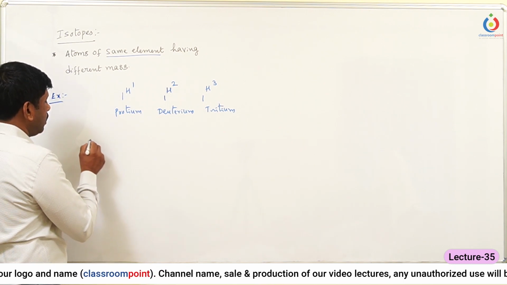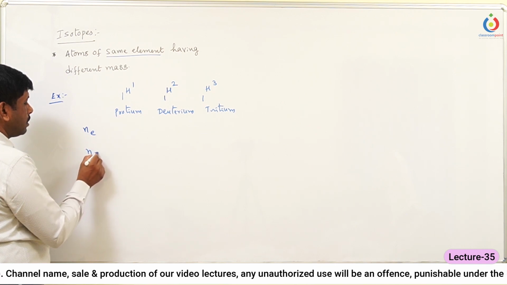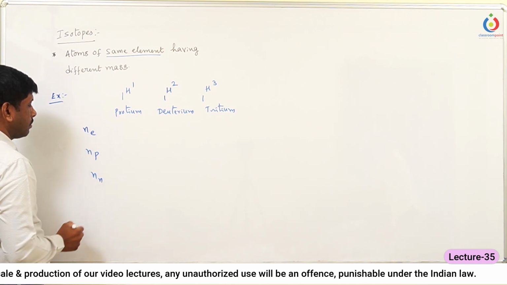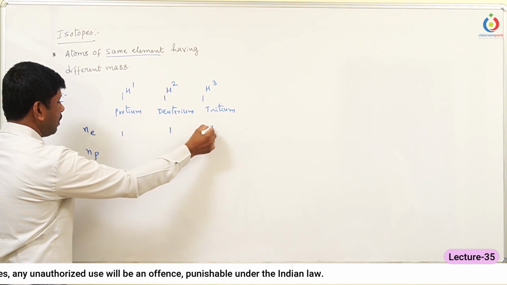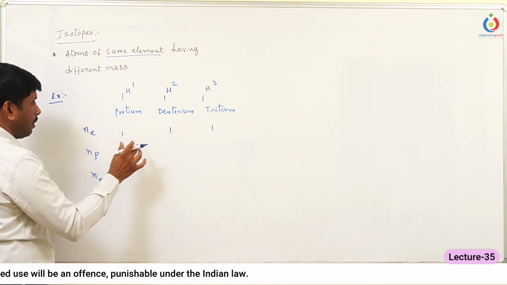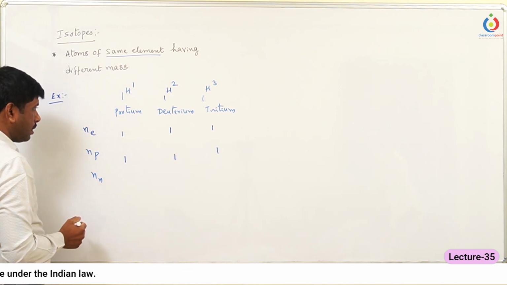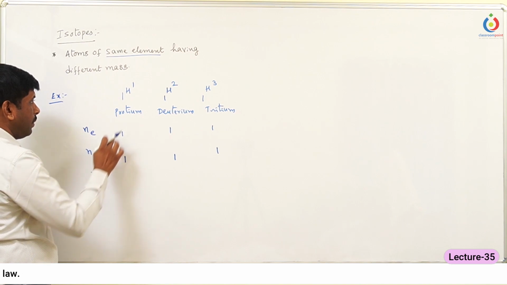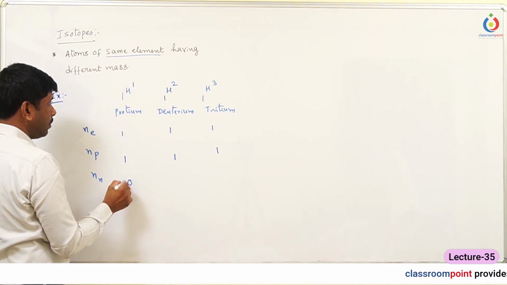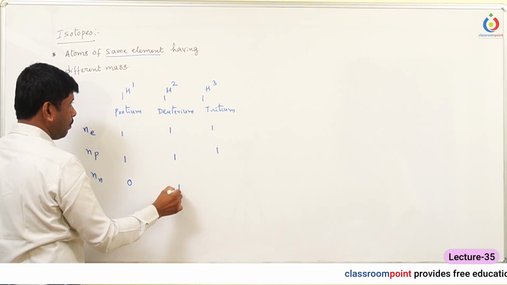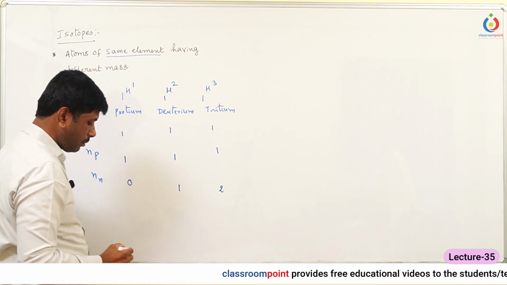So now here, if you see the number of electrons, number of protons and number of neutrons. The number of electrons is 1, 1, 1 in all these cases. The number of protons is also the same, as the atomic number is the same. The number of neutrons means mass number minus atomic number: 1 minus 1 is 0, 2 minus 1 is 1, 3 minus 1 is equal to 2.